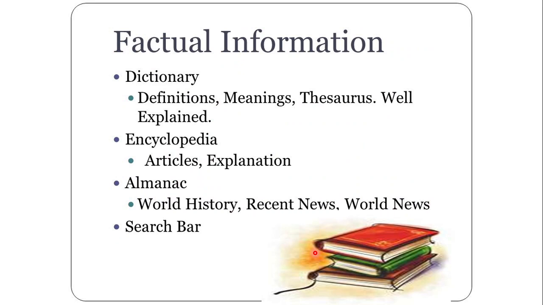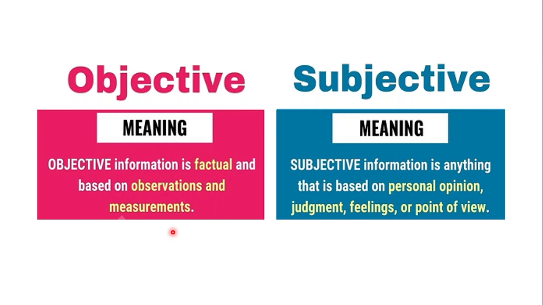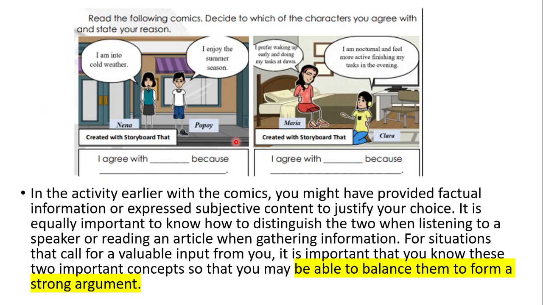So another information came from the net. Factual information can be found with different books such as dictionary, encyclopedia, almanac, search bar from the trusted net. Alright? Doon tayo makakuha ng mga factual information pag gusto natin mag-share. And sa ibang mga reference, ang factual ay tinatawag din objective. So, pag subjective, again, it came from information, personal opinion, judgment, feelings, or point of view. Kapag objective, may mga measurements, percentages.